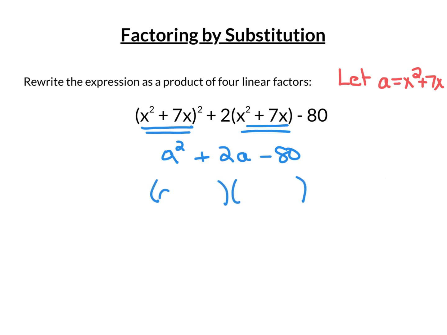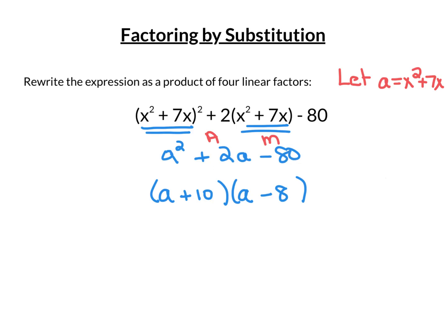I'm going to put an a and an a. And then we just have to come up with 2 numbers that add to 2 and multiply to negative 80. So let's say that would be positive 10 and negative 8, right? These two numbers multiply to negative 80, and they add to 2.